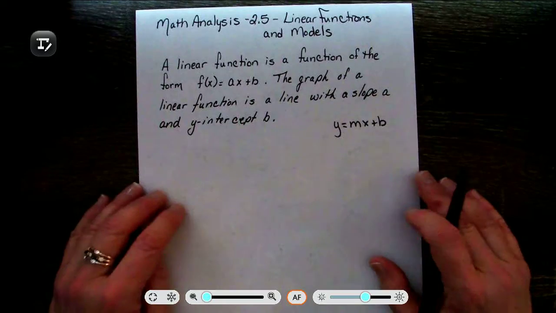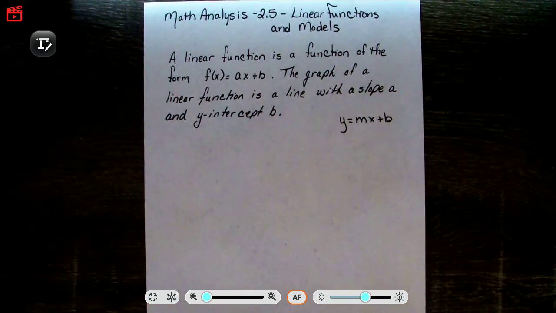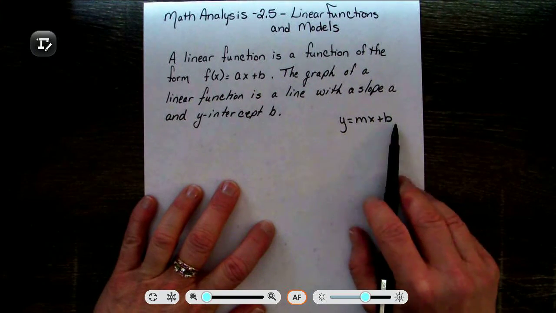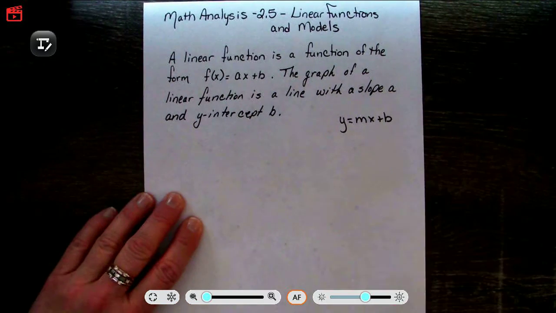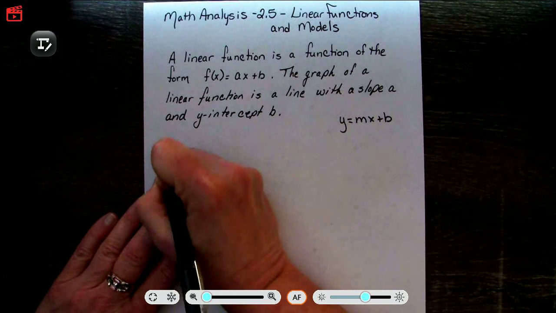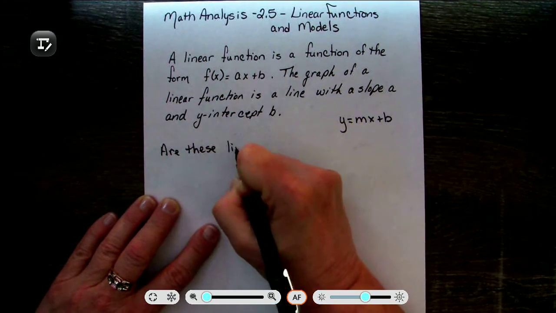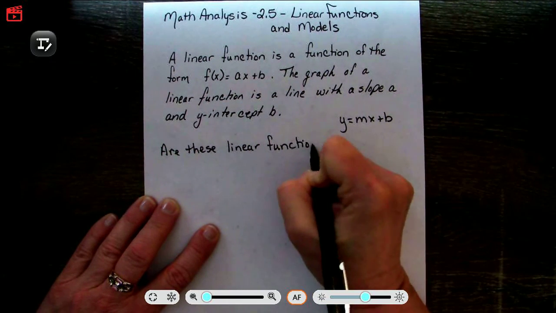Okay. Some things we want to make sure we understand. Linear means straight line. So that means we have it in this form, this mx plus b, or this ax plus b, whatever letters you want to use. We should be able to look at different situations and say, is that a linear function or not? So we want to look at these. Are these linear functions? That's the first thing we want to do.